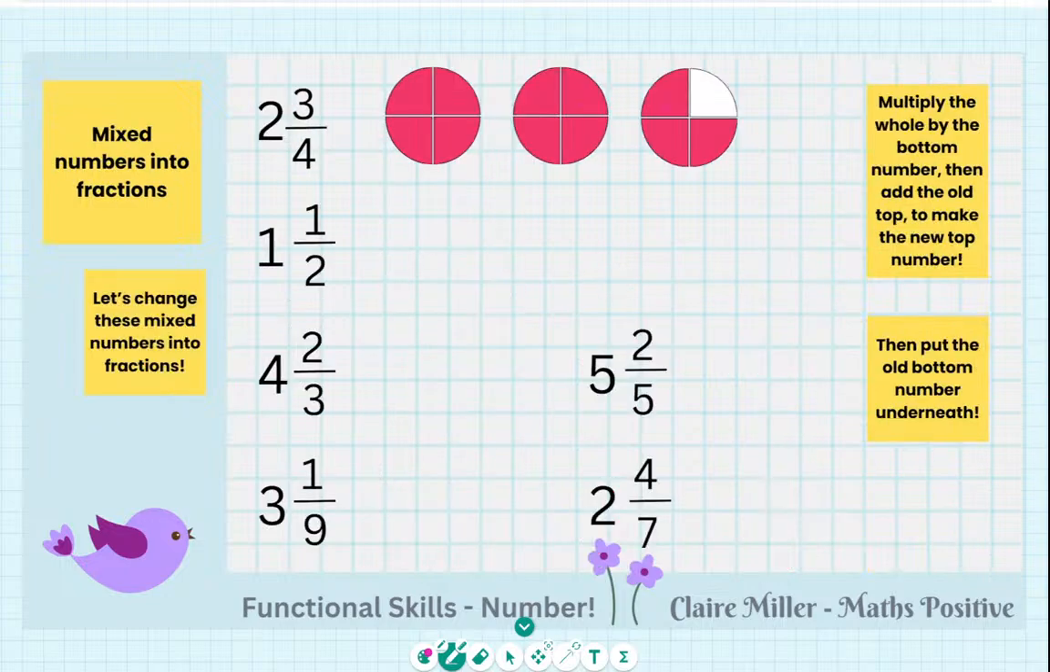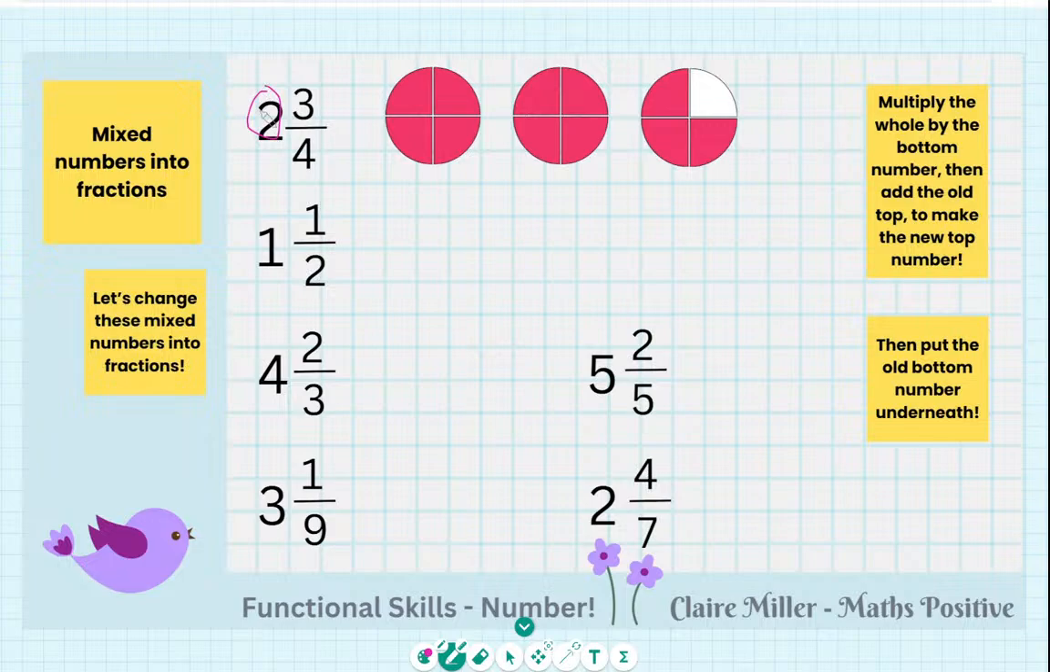So let's have a go at turning some mixed numbers into fractions. So in this example from earlier, we've got two whole pizzas and then we've got 3/4 of a pizza. So you'll notice that each whole is made up of four pieces.